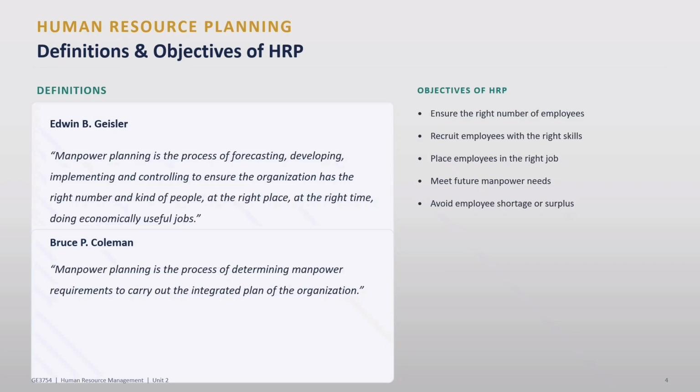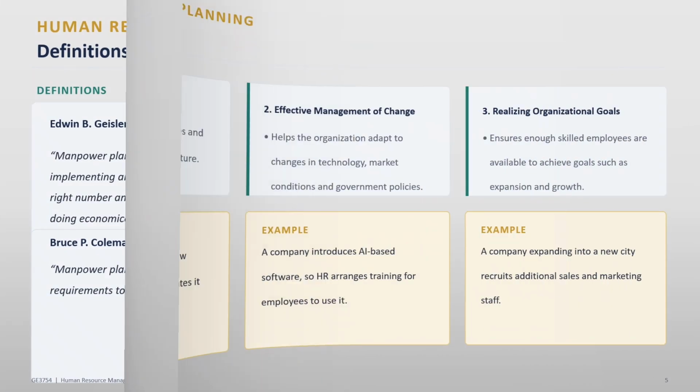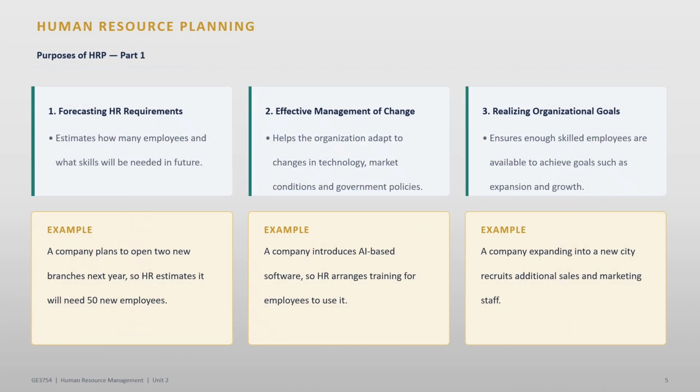For example, when an organization plans to expand its operations, it may require additional employees with specific skills. HR planning helps identify these requirements in advance. Similarly, if an organization has more employees than required, HR planning can help handle the surplus and take appropriate measures. Thus the main objective of HR planning is to maintain an appropriate balance between the organizational manpower requirements and the available human resources.